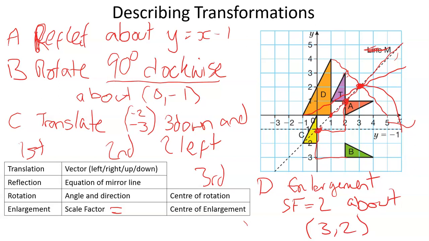Now, you can get some more confusing stuff going on. You can get negative enlargements with fractional enlargements. You could get 180-degree rotations. Obviously, there's lots of different things that could happen. More difficult equations of lines, etc., etc. But in terms of what you need to put down to get the full marks, it's this little table here that you need to remember.